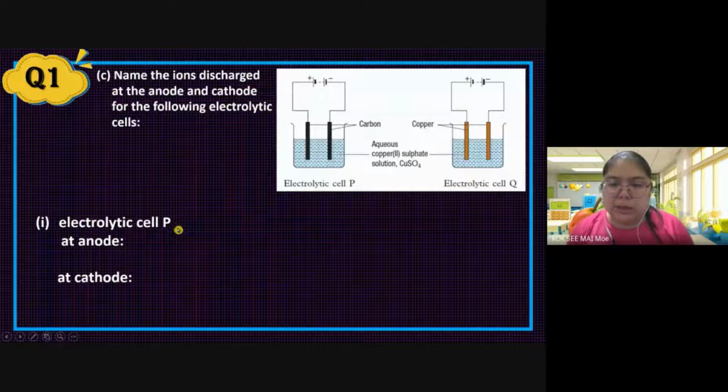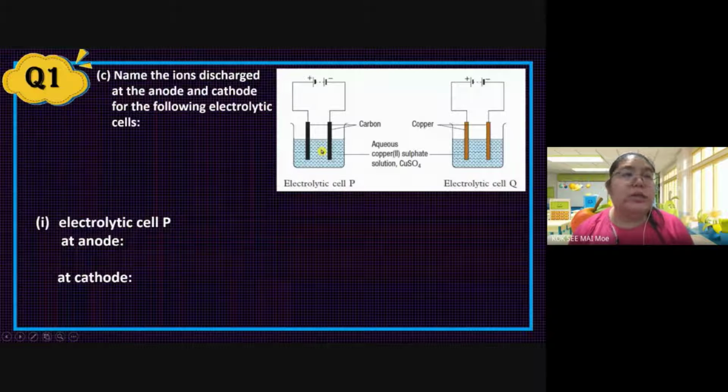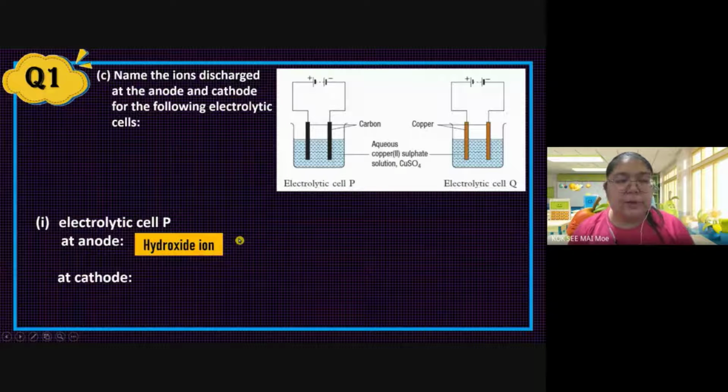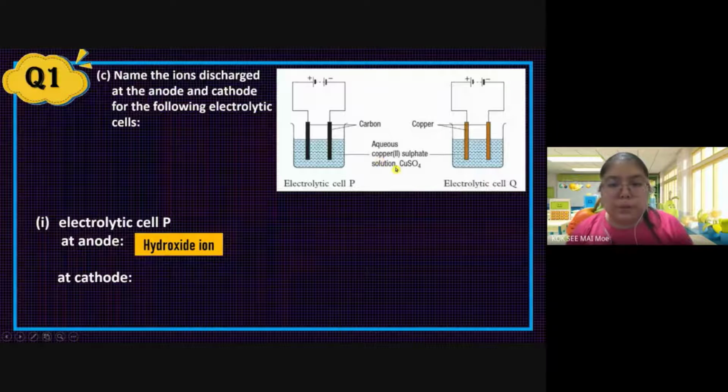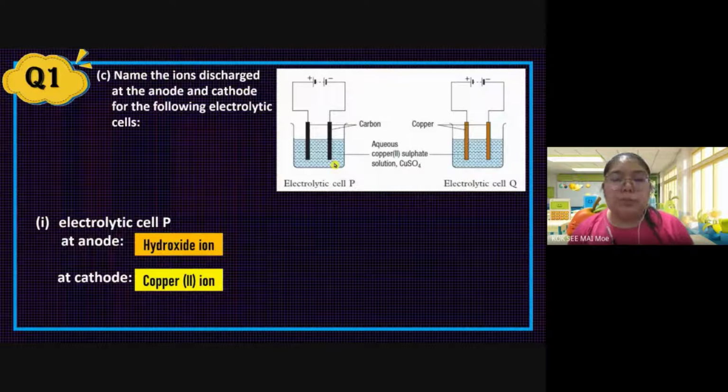Electrolytic cell P. For the carbon first, actually there are no changes. For the carbon at the anode, we choose hydroxide because hydroxide is lower in the electrochemical series, so its electronegativity is higher. Then we show the cathode. At the cathode we have copper(II) and also hydrogen. So hydrogen or copper(II)? From here we choose copper(II) because hydrogen is above and copper(II) is lower. So we choose copper(II).